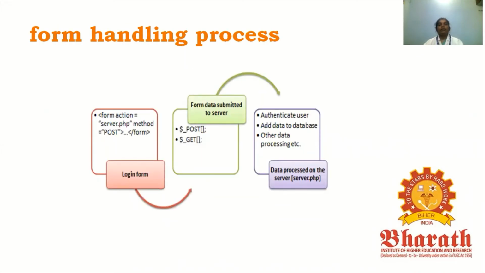Next diagram. This diagram represents the form handling process, how forms are handled by the server. See here the login form. It contains the form tag and the action, which set the attributes of the form tag. The form tag has two attributes, one is action, another one is method. The action goes to the server.php file and it uses the post method.